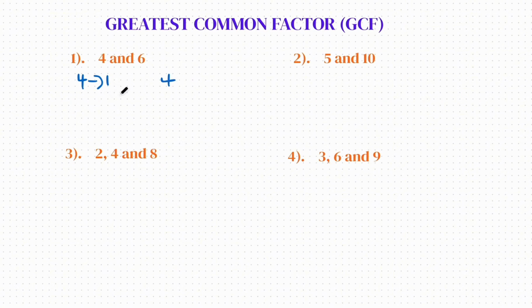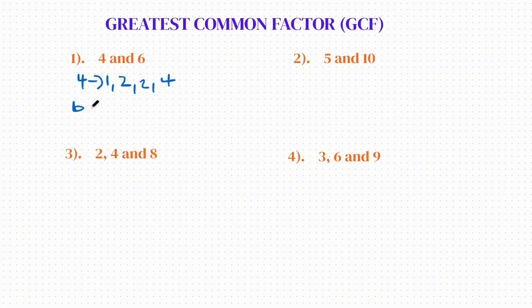So what other numbers when multiplied give us 4? I hope you're thinking about 2 and 2, because 2 times 2 gives us 4. So let's write our 2 and then our 2. Are there any other numbers that when multiplied give us 4? No, so those would be all the factors of 4. Let's move on to 6.